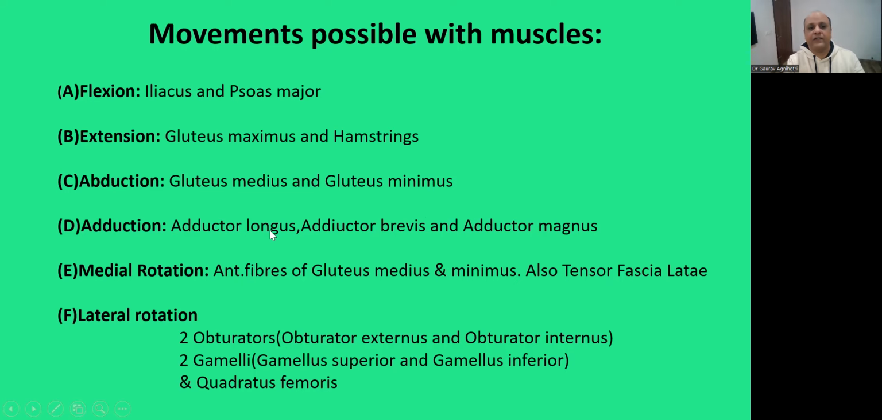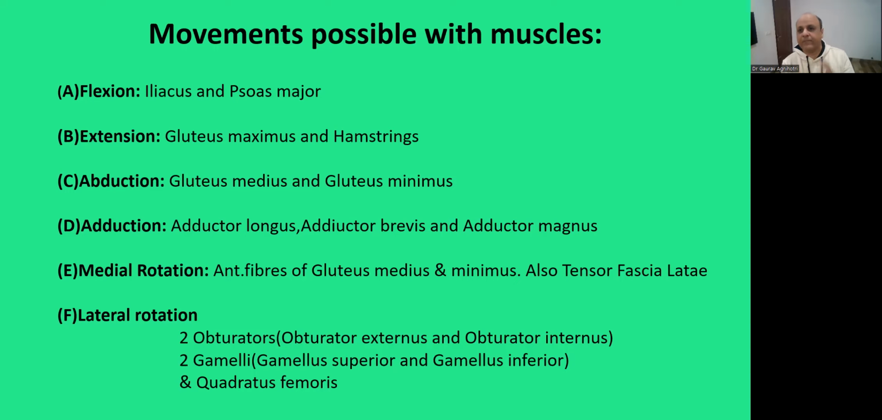Adduction is done by all the adductors. So you have adductor longus, adductor brevis and adductor magnus. So adduction is performed by adductor longus, brevis and magnus, while abduction is performed by gluteus medius and minimus, and the anterior fibers of gluteus medius and minimus cause medial rotation along with the tensor fascia lata muscle.